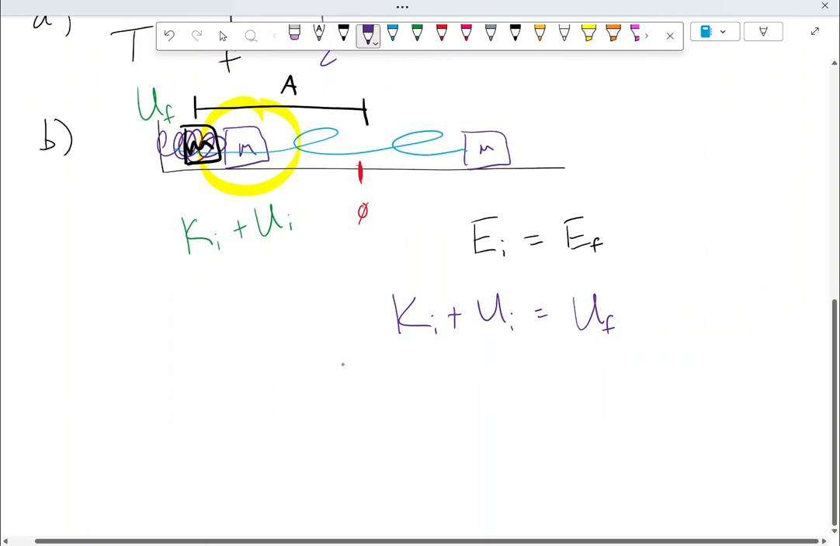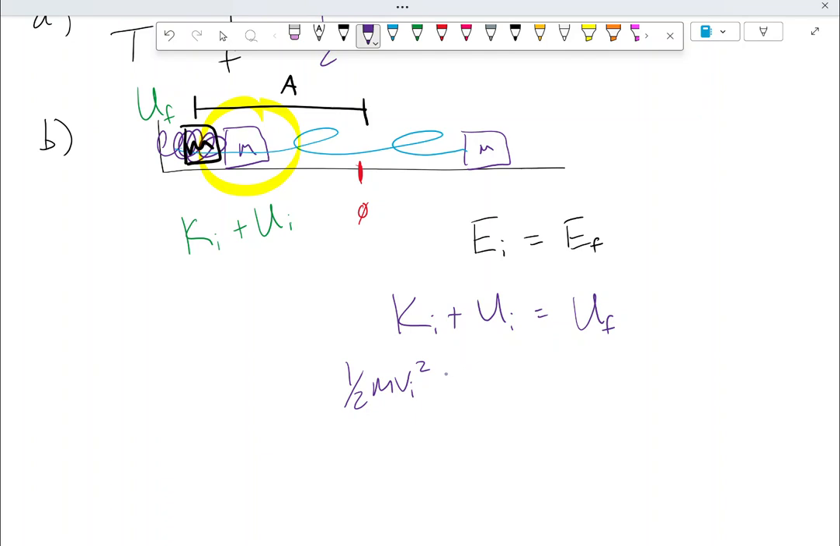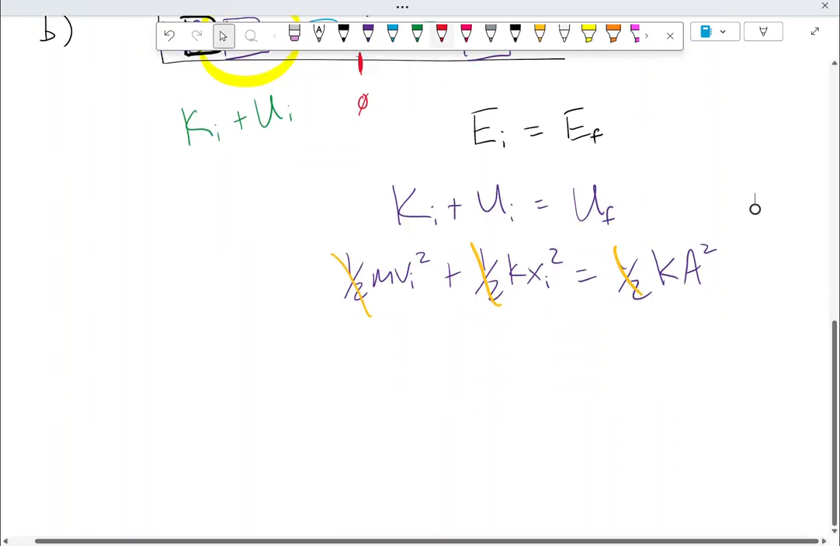Okay, so initial kinetic energy, we've got an equation for that. It's 1/2 m v initial squared plus 1/2 k times the initial displacement squared, and it's going to equal 1/2 k times the amplitude squared, which is what we're trying to find. Boom. And then the 1/2 cancels out. Then I can isolate.